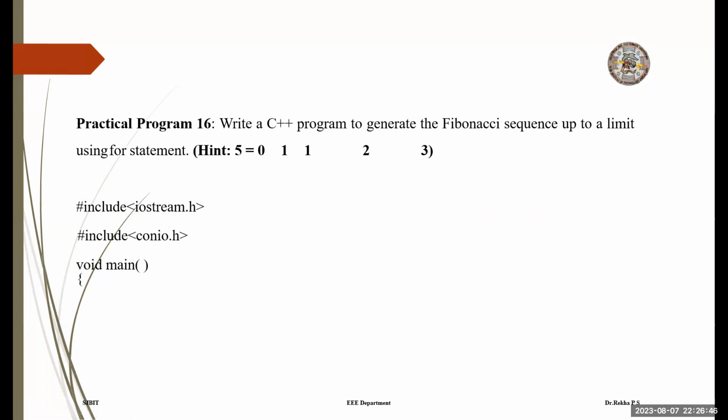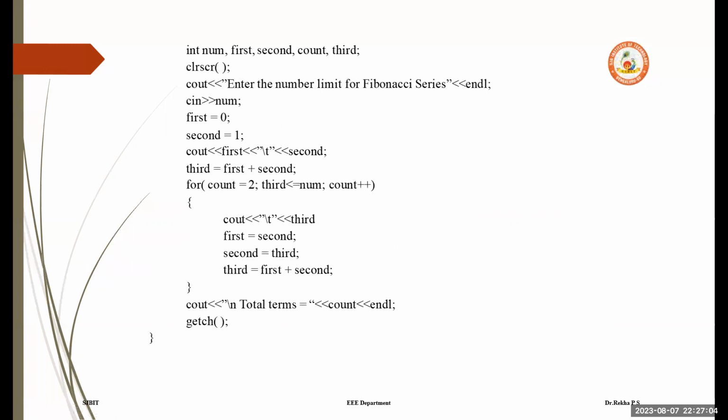Write a C++ program to generate the Fibonacci sequence up to a limit using the for statement. So this is how a Fibonacci series looks like: 0, 0 plus 1 is 1, 1 plus 1 is 2, 1 plus 2 is 3, 3 plus 2 is 5, like that it goes on. So first, how do you do this? First, I'll ask the user to enter the number limit for the Fibonacci series. That will be saved in the variable num. So I'll declare one more variable called first, and I'll initialize it to 0. Second, I'll initialize it to 1.